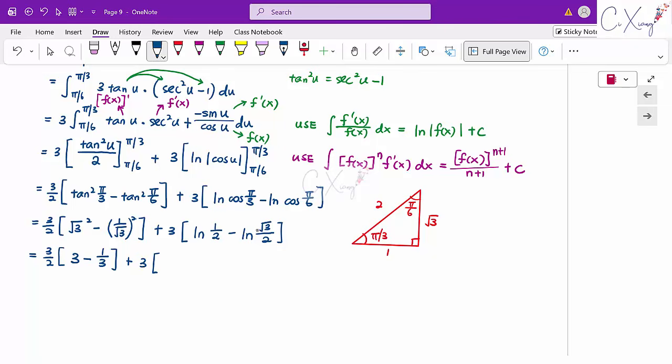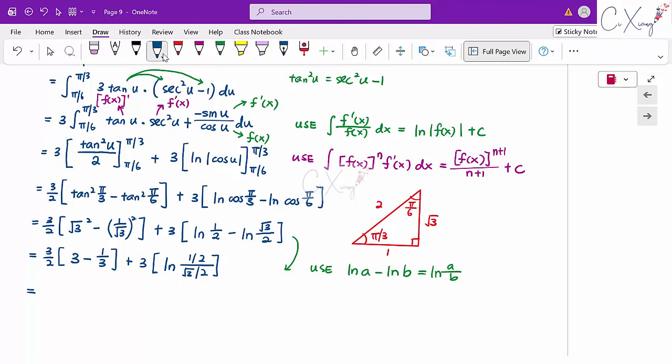Alright, so when I'm having ln half minus ln surd 3 over 2, what do I have here? I'm going to use the result where I'm having ln A minus ln B, I'll get ln A over B. Okay, so if I want to write out the details here, then we are using the property of the ln, which is ln A minus ln B equals ln A over B. Okay, then we are one step closer to our final answer.